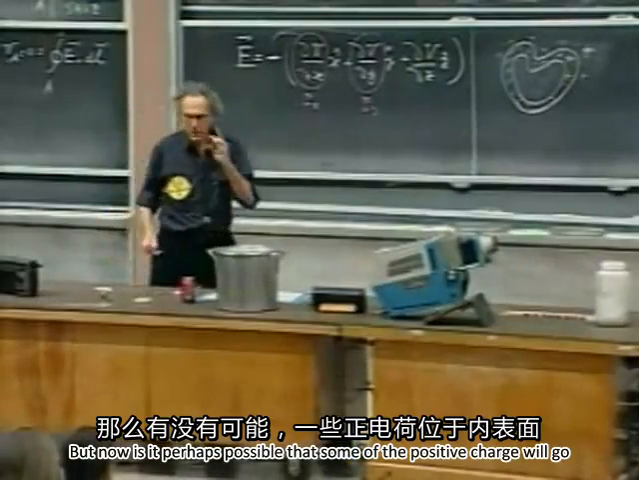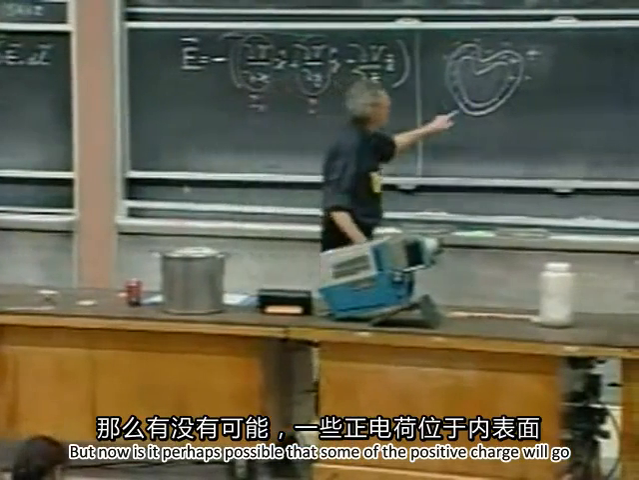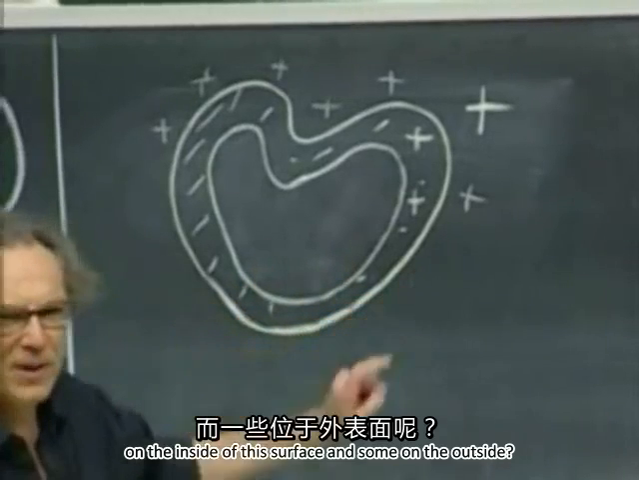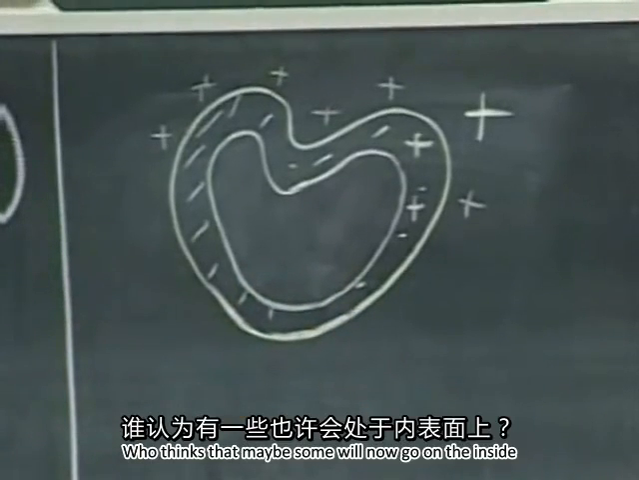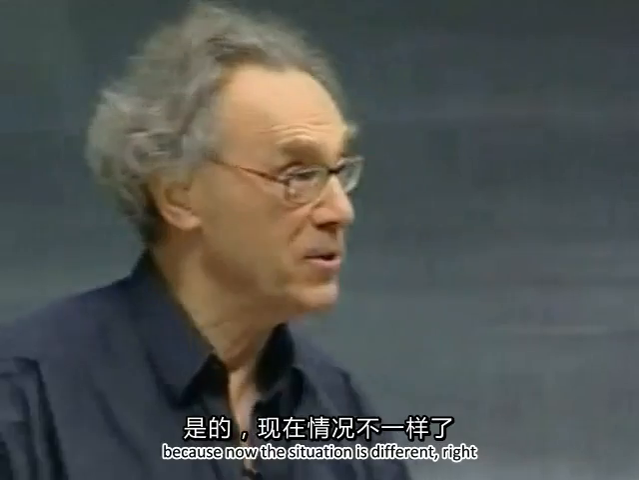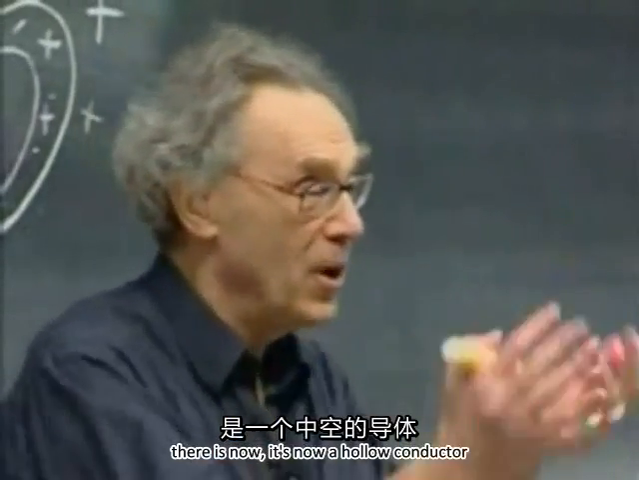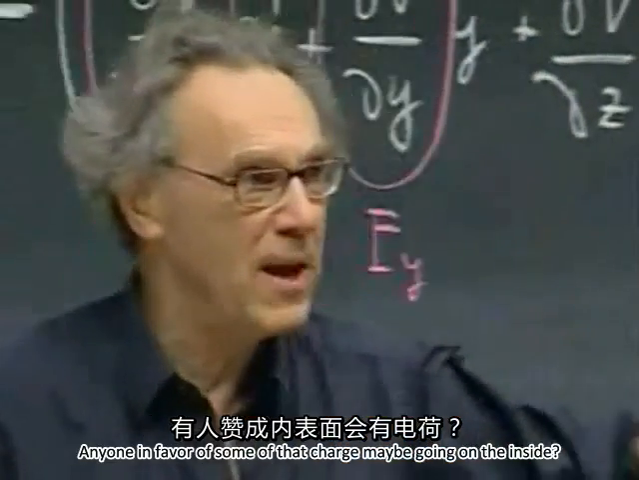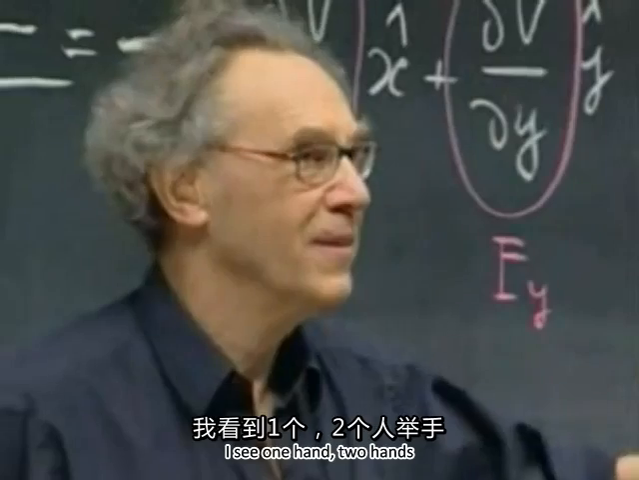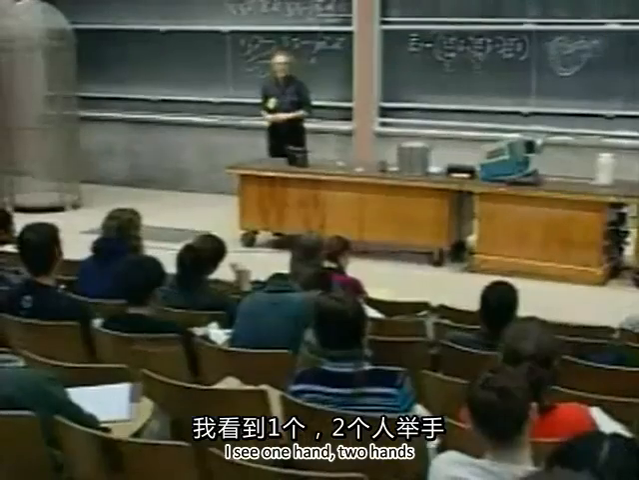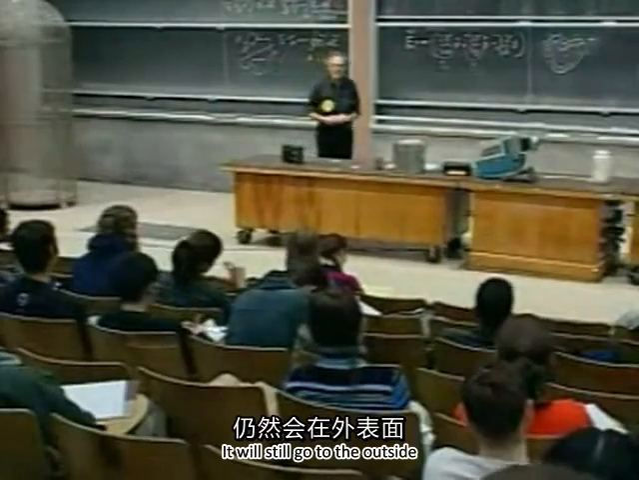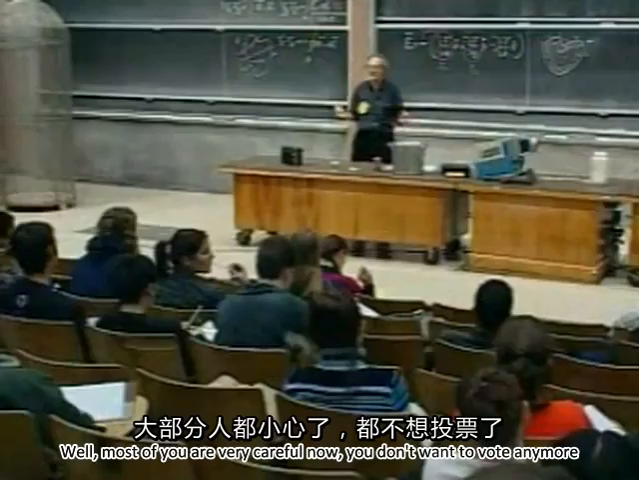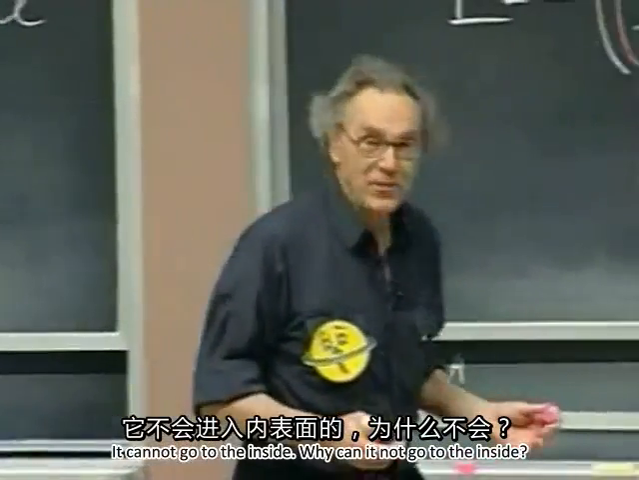But now, is it perhaps possible that some of the positive charge will go on the inside of this surface and some on the outside? Who thinks that maybe some will now go on the inside, because now the situation is different, right? It's now a hollow conductor. Anyone in favor of some of that charge maybe going on the inside? I see one hand, two hands. Who says, no, it's not possible, it will not go to the inside. It will still go to the outside. Well, most of you are very careful now. You don't want to vote anymore. It cannot go to the inside.